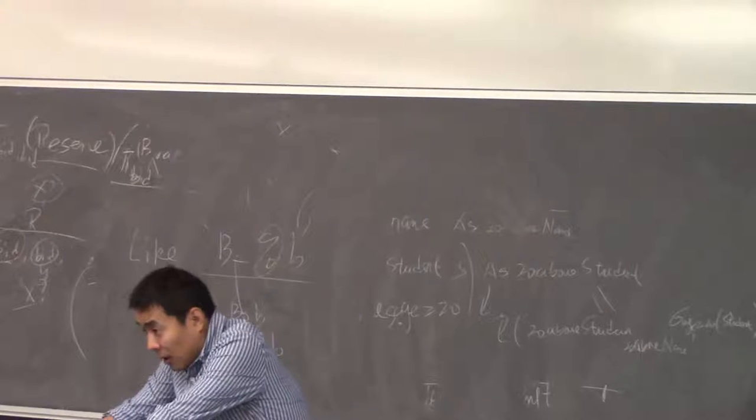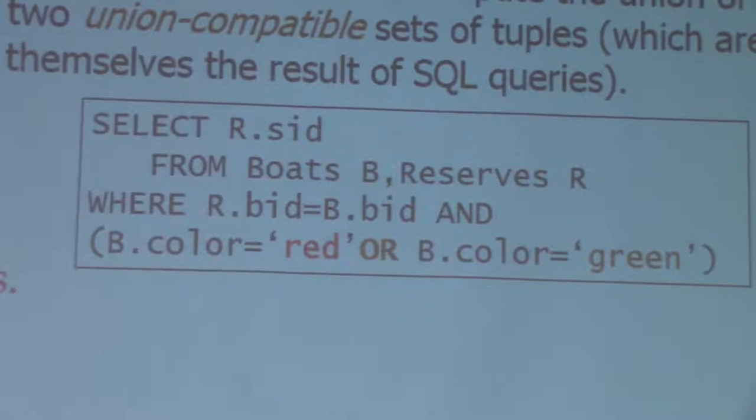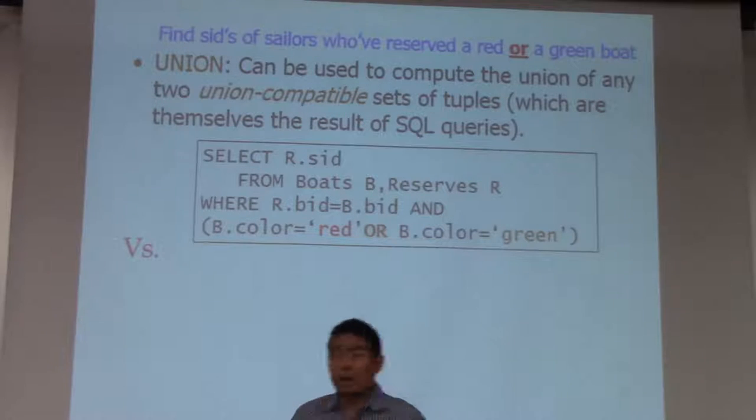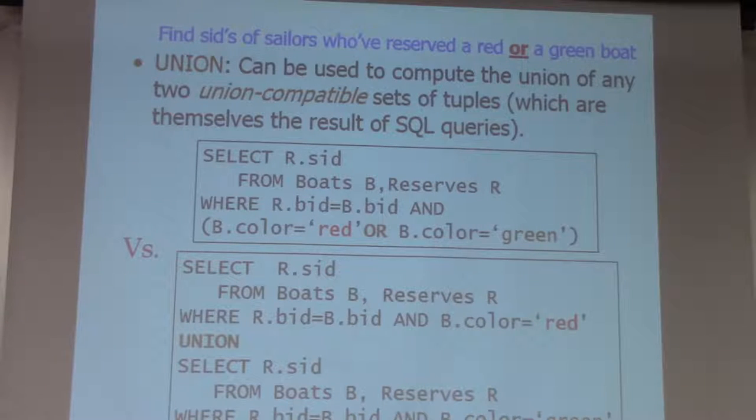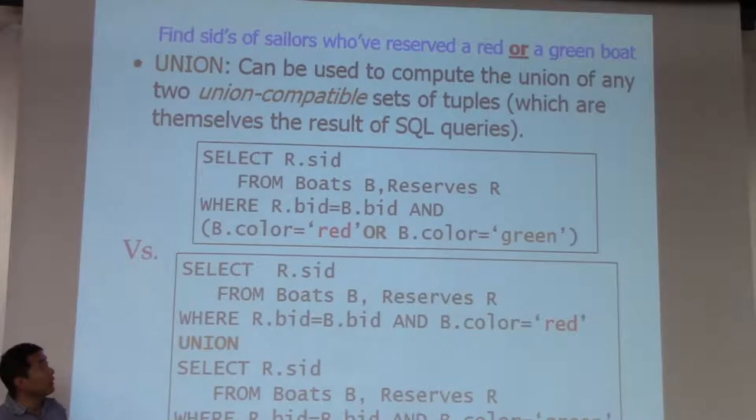Now, consider finding sitters who reserved a red or green color code. You can do it either this way. This is pretty much what we did in relational algebra. You use the OR condition on the color. Or you can do it with a UNION operator. Find all the sitters with red and green and union them. I will finish this and stop right here.